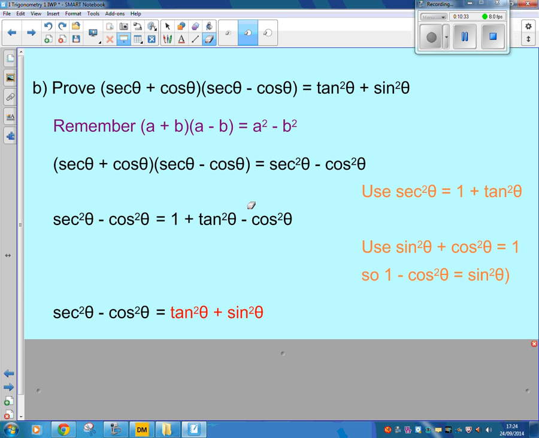Okay, so some proofs are quite quick, others can be a little bit hard, but all the way through you need to be looking and thinking, what identity can I actually use, and also actually have an eye on what your answer is so that you know what you're working towards. Okay, good luck.